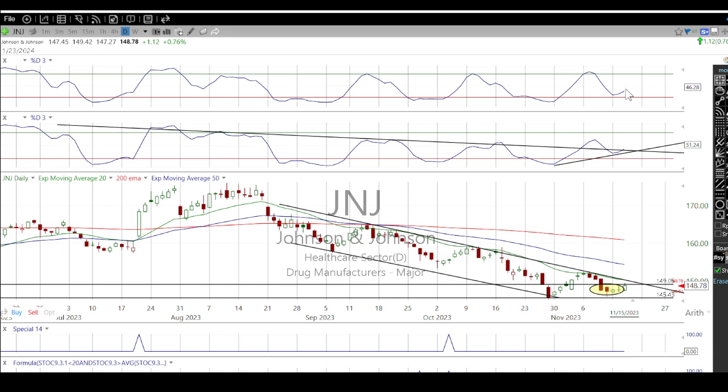But I like to use the stochastics as our entry divergence, but also as our exit as we get overbought on these.